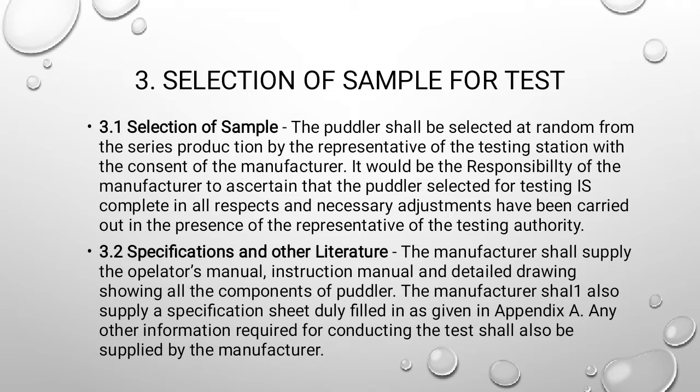For specification and other literature, the manufacturer shall supply the operator's manual, instruction manual, and detailed drawing showing all the components of the puddler. The manufacturer shall also supply the specification sheet duly filled in as given in Appendix A, which is given in the next video, and any other information required for conducting the test shall also be supplied by the manufacturer.